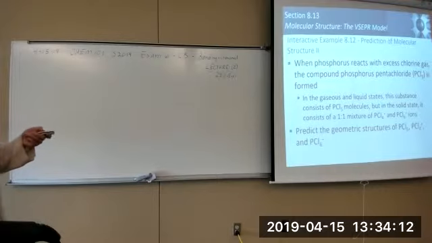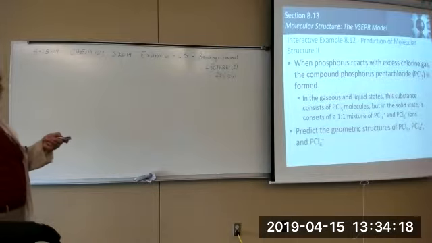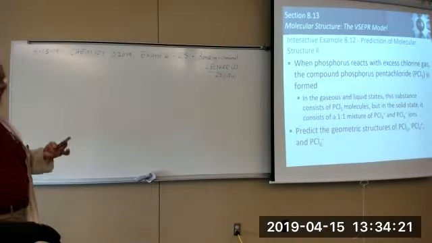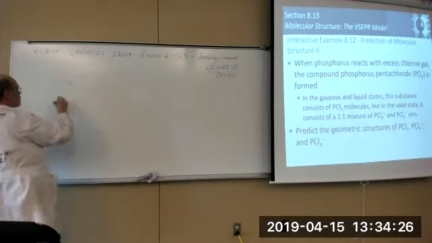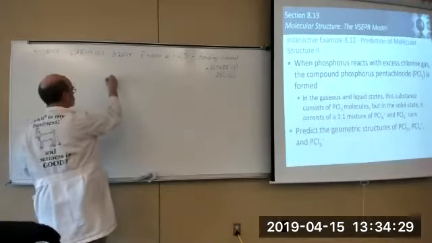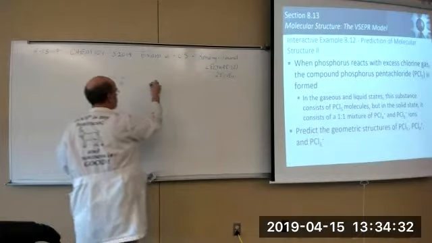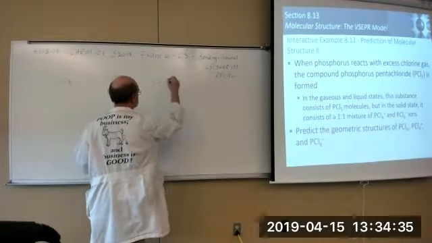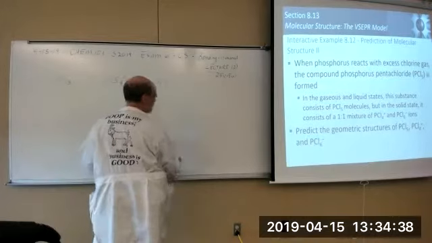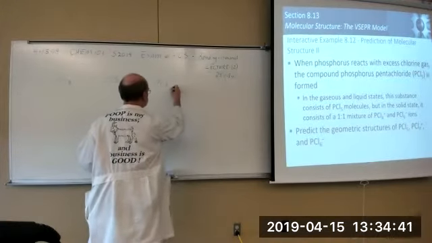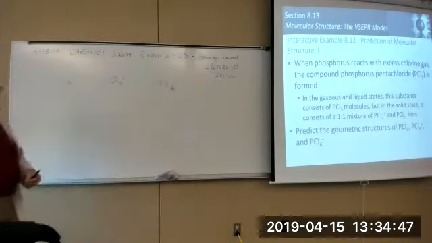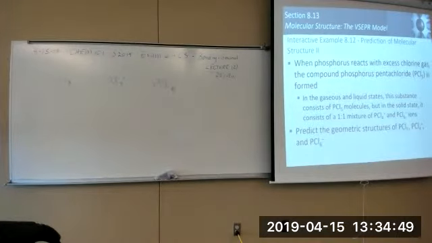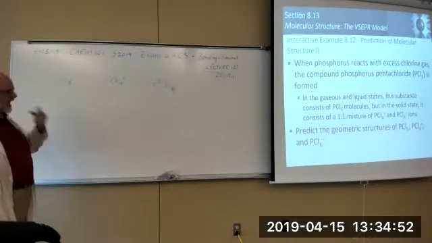If we react phosphorus pentachloride with chlorine gas, we get a mixture of products. We start with this one, and we end up with some of this and some of this. Oops, excuse me, 6. Right, 6. So the question is, do they all have the same structure? Well, intuition would tell you, no, they don't. But how do we know?